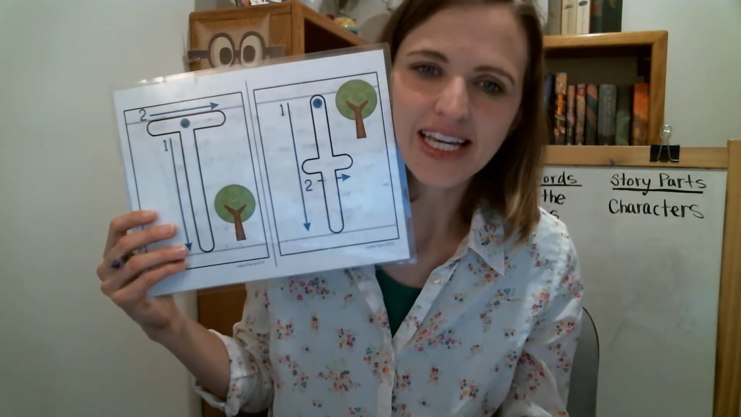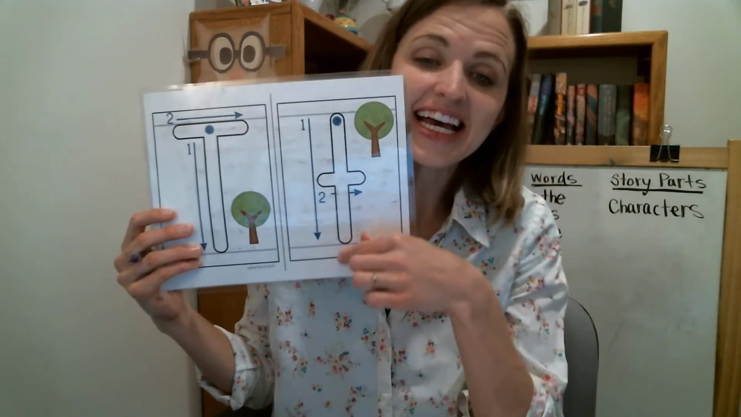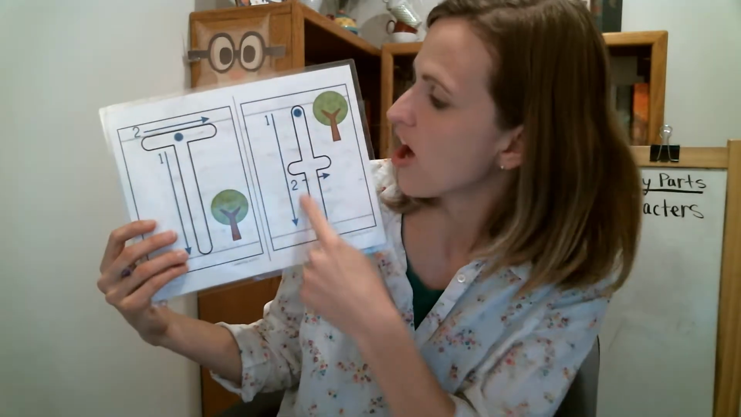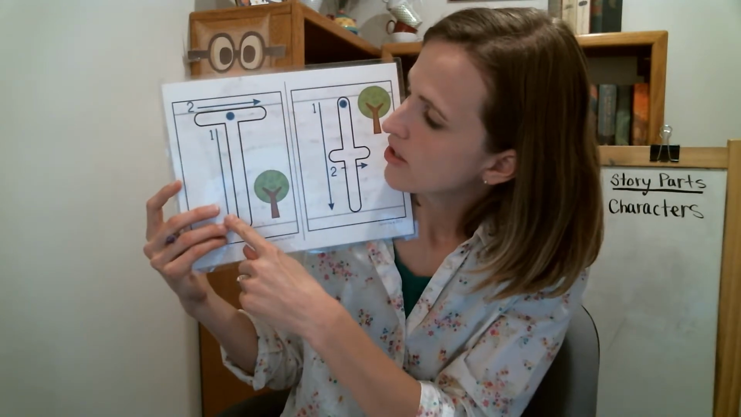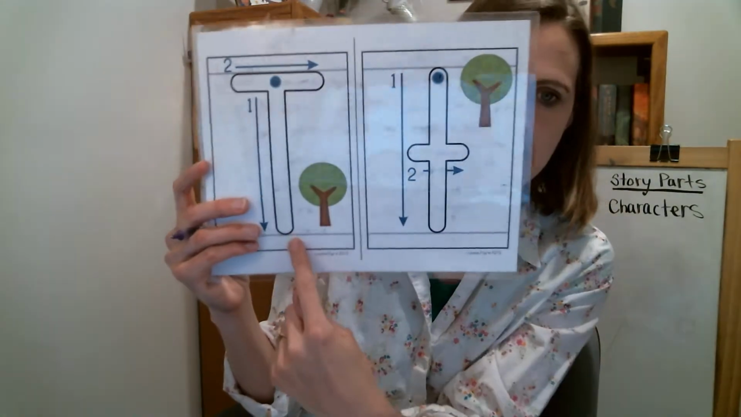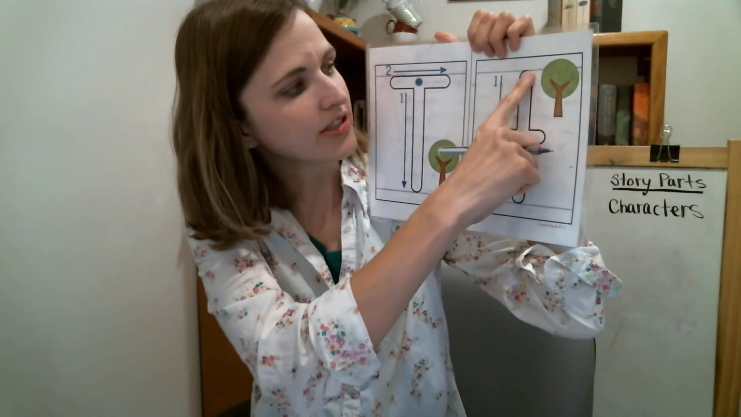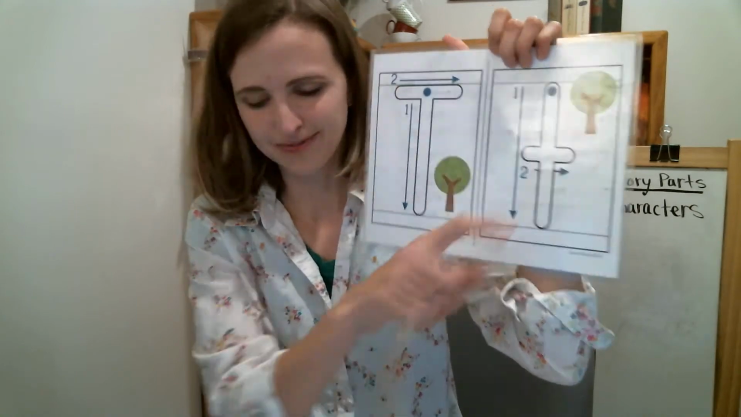What's this letter? T. T is a tall tree. It's tall. Even the lowercase t is tall. T's are tall. So remember that. So uppercase, you go down, and then you cross the top. Lowercase, you go down. Starts exactly the same. And instead of crossing at the top, you cross in the middle. I'm going to write mine on my paper. Uppercase T, lowercase t.